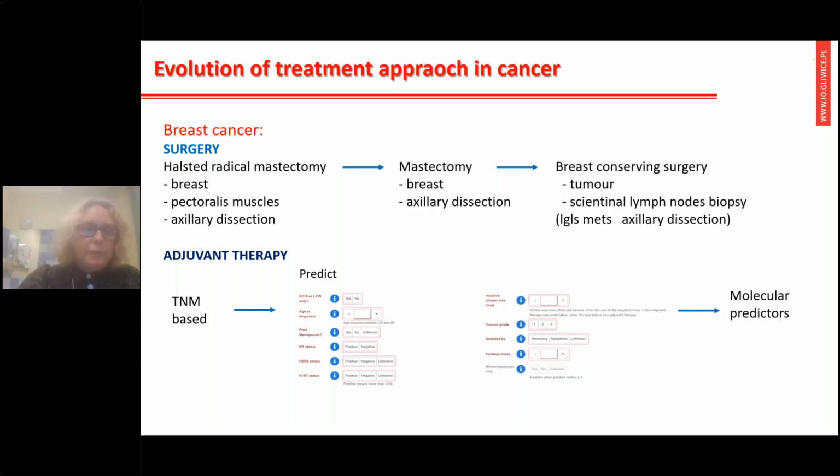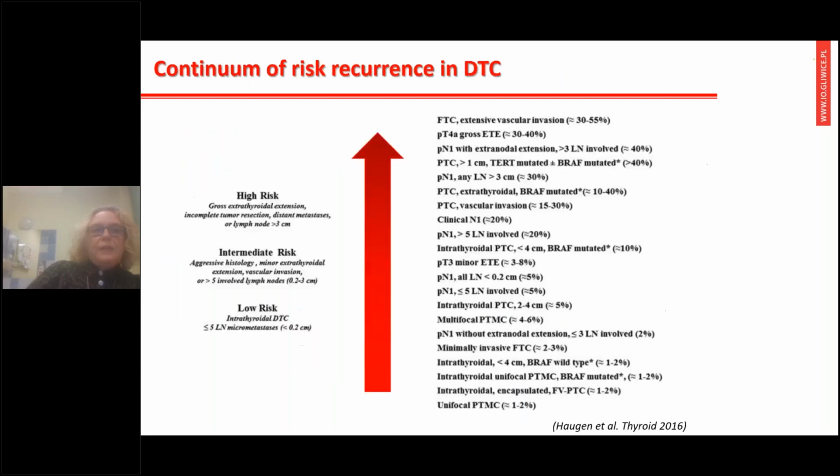It was also apparent in adjuvant therapy. At the beginning, it was mostly based on TNM stage. Nowadays, it's mostly done using a calculator to predict the risk of disease recurrence or death from the disease, and how it can be influenced by the adjuvant treatment. And in the future, and in some cases nowadays, we can base the adjuvant therapy on molecular predictors. And the same was done in differentiated thyroid cancer.